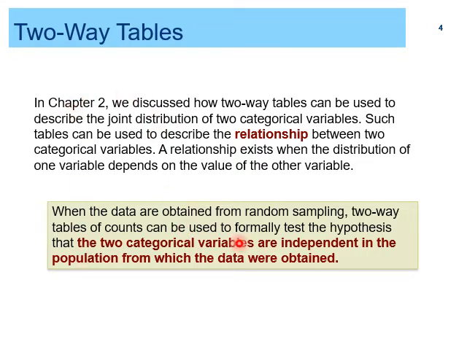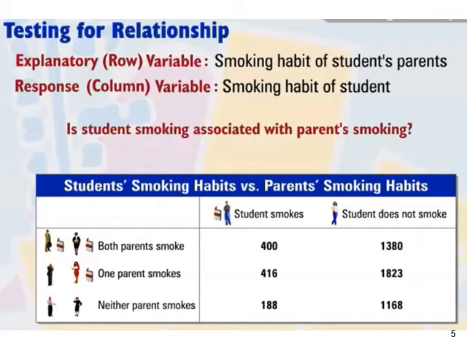So when the data are obtained from random sampling, two-way tables of counts can be used to formally test the hypothesis that the two categorical variables are independent in the population from which the data were obtained. So this is the hypothesis. First we will understand by an example, and this is testing for relationship.